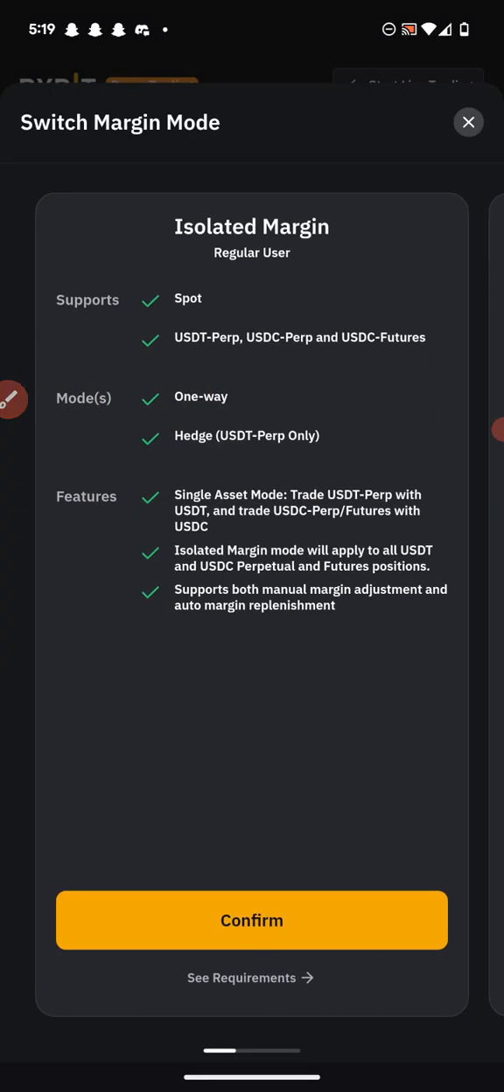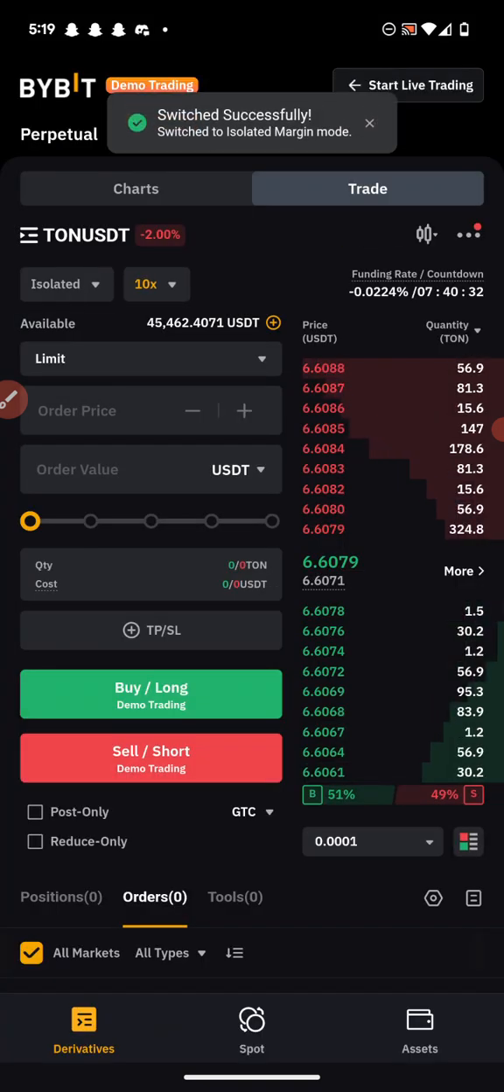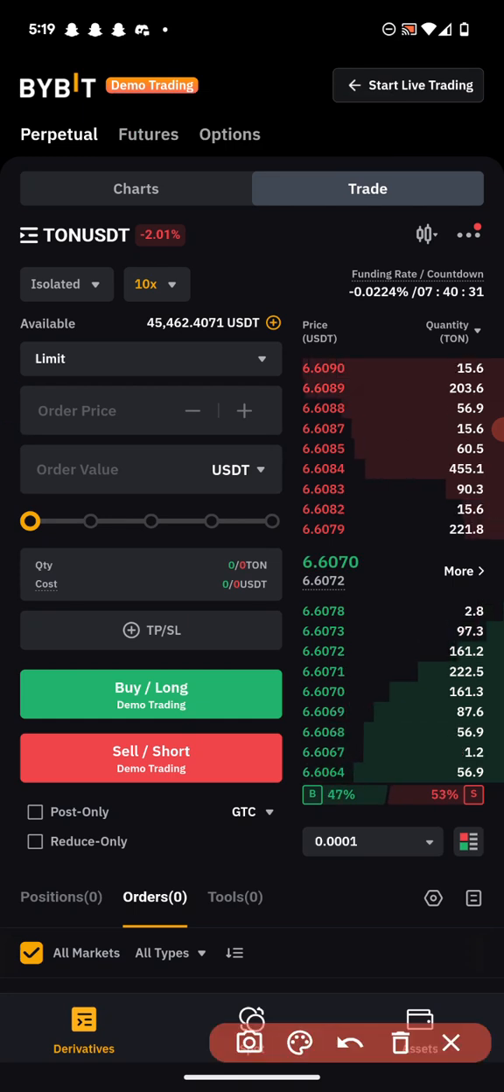You can see we have two types of margin mode: cross and isolated. If you want to trade, be it on any exchange, it is either cross or isolated. I'm going to be explaining isolated first, and cross very, very fast. Now, let me confirm. You can see that cross has been changed to isolated here.